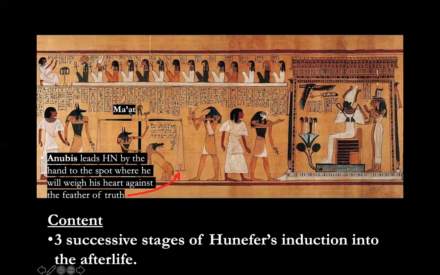On top of the scale, this is Maat, and she has a feather on her headdress, and the feather came from her.